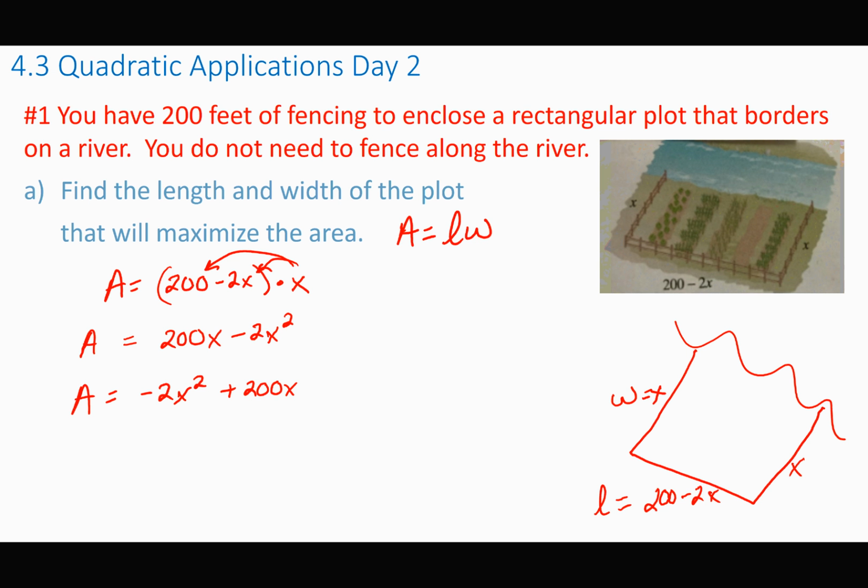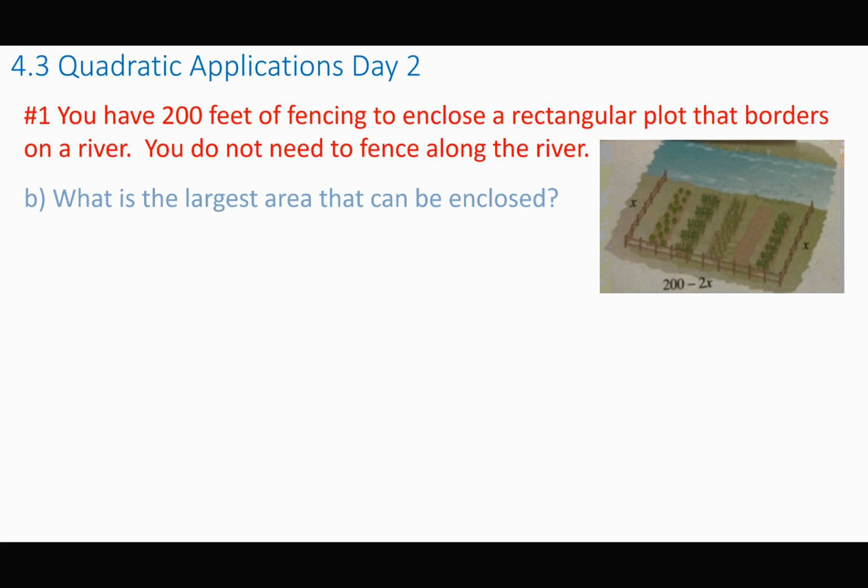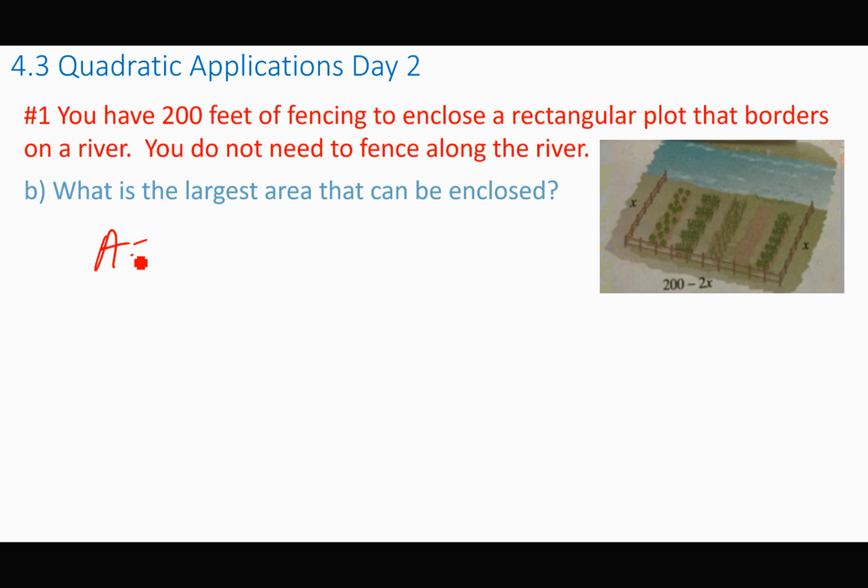Okay, so this is our function now we're going to work with. This is our quadratic. The question says find the length and the width of the plot that will maximize the area. So I want to come up with a length and a width. I have a quadratic now. In terms of x, I can figure out x, and then from x, I can figure out the length, because the length I know is 200 minus 2x. So that would give me my dimensions. And then part B to your problem says, what is the largest area that can be enclosed? Well, I already know my area formula was negative 2x squared plus 200x. So once I know x, I'll put it back in there, and that will give me my largest area.